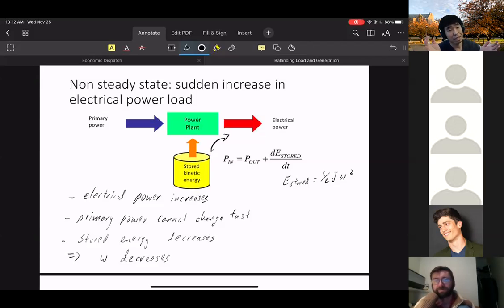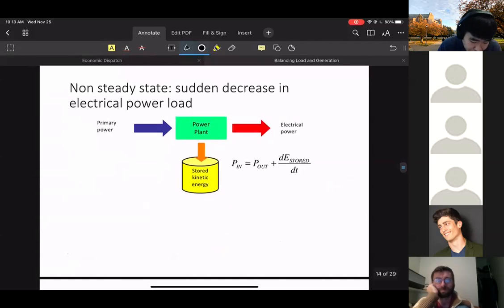But within these few seconds, you have to always have a power balance. So that's why you extract this amount of mechanical energy from the rotation. Cannot change fast doesn't mean it never changes. It means it cannot respond on a second to second time scale. And within a few seconds or a minute, we have to get the energy from somewhere. And we get that from the storage, from the stored kinetic energy we have in the system.